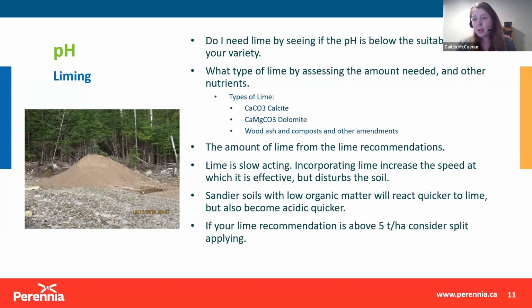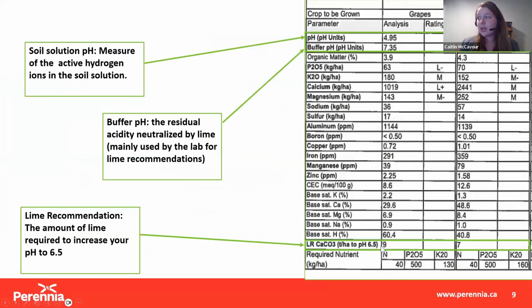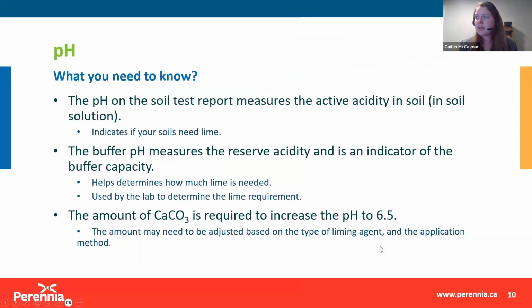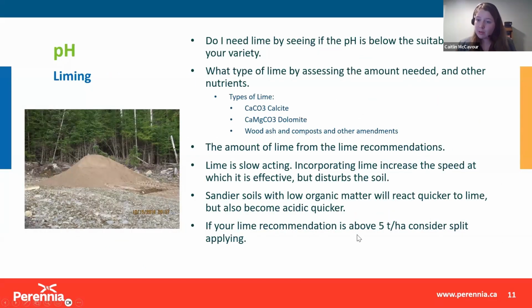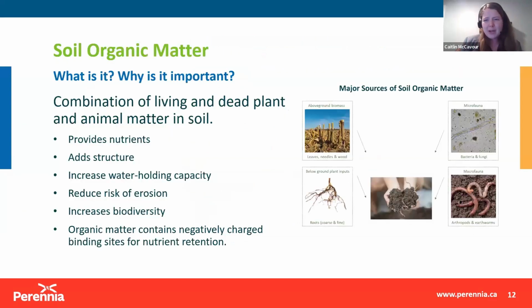Finally, the last thing I'll say about liming and pH is that as you see in this soil test here, the lime recommendation is quite high. And I don't believe the lab goes above a 10 ton per hectare lime recommendation. But if you have a really high lime recommendation, you might want to consider split applying. So really my general rule of thumb is anything above 5 tons per hectare or 2 tons per acre, you don't really want to apply at one time. So you may have to spread that out over a few years. So I spent a lot of time on pH, but I think it's really important.